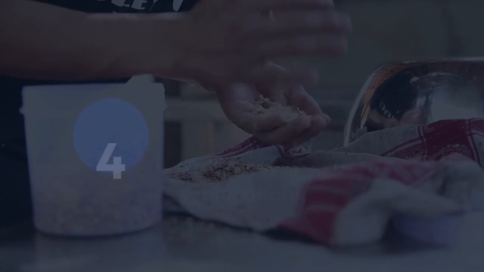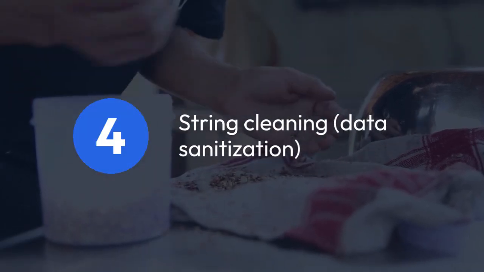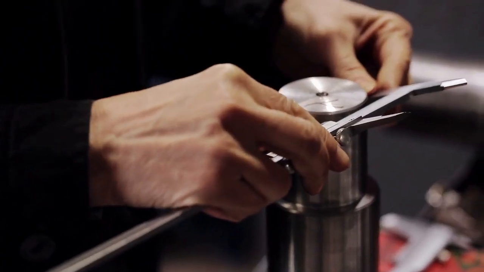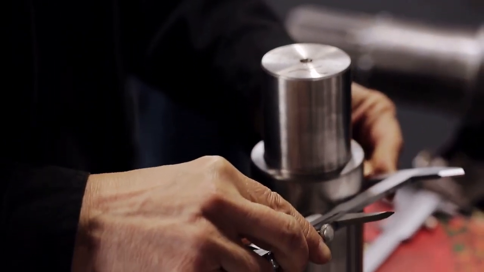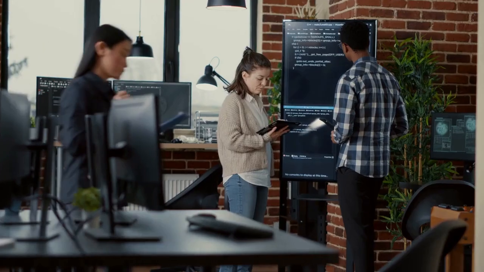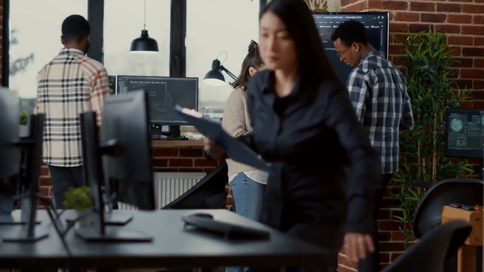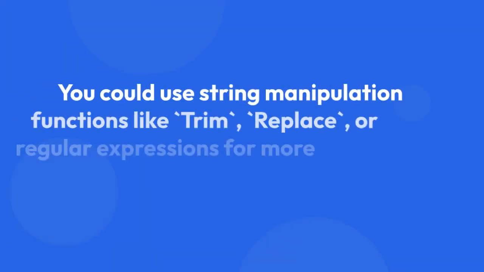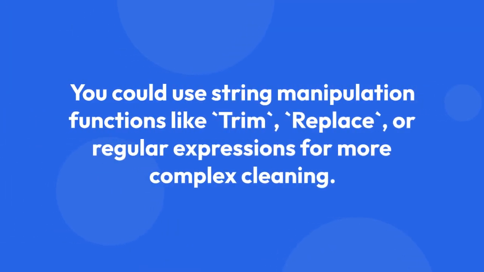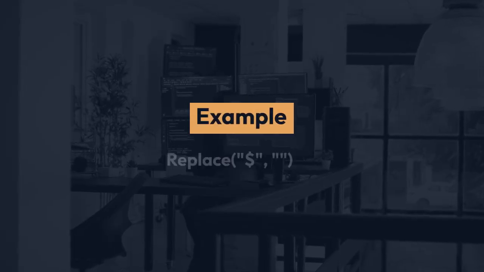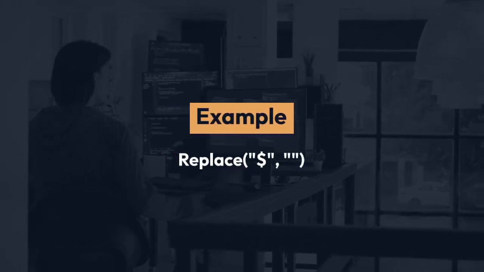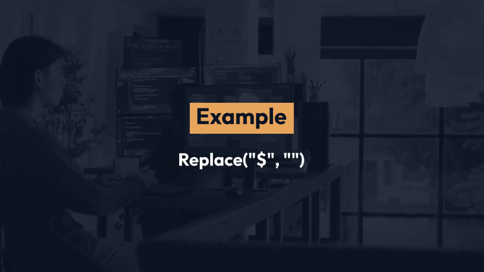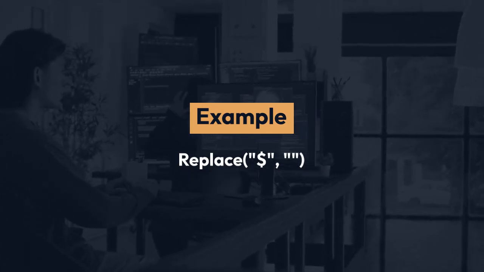4. String cleaning, data sanitization. If you expect the input string might contain extra characters, you can pre-process it. This involves removing unwanted characters before attempting the conversion. You could use string manipulation functions like Trim, which removes leading and trailing whitespace, Replace, which removes specific characters, or regular expressions for more complex cleaning. For example, if you expect currency symbols, you might use Replace with "$" to remove dollar signs before conversion.